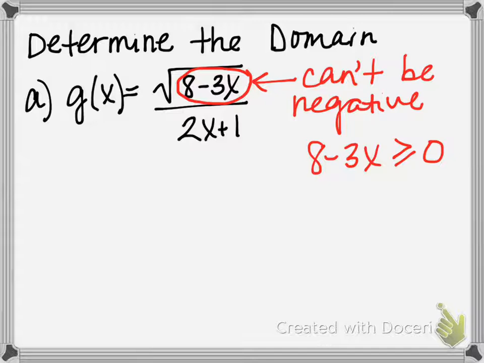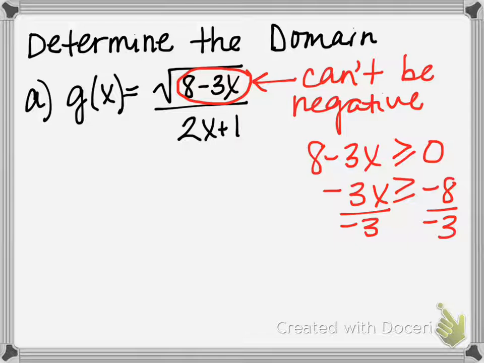So we have an inequality to solve, and it is a linear inequality, so we'll just subtract 8 from both sides and divide by negative 3. Remember, when you multiply or divide by a negative number in an inequality, the inequality symbol flips. So that is going to turn into a less than or equal to, and we'll end up with 8/3 on the right-hand side. So x is less than or equal to 8/3. This is the first part of our domain.